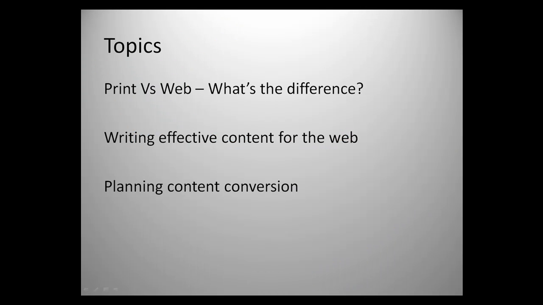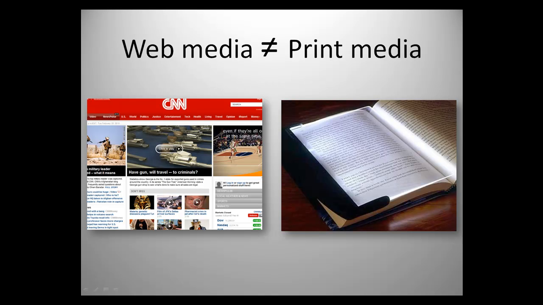This presentation will focus on 3 major topics. First, we're going to define the basic differences between web and print media as they relate to reading. Then, we'll explore some tips and suggestions to make printed content more effective on the web. And finally, we will present a plan that takes advantage of the suggestions we've learned to help you review and convert your current content. We know that printed media and web media are 2 very different types of mass media.